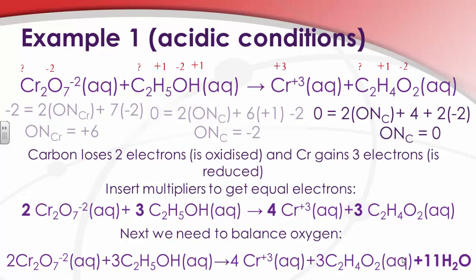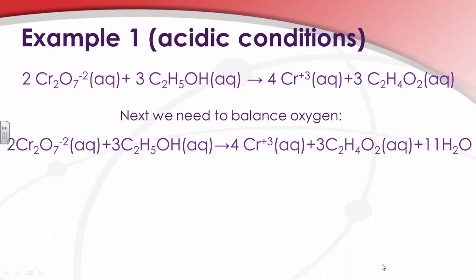Now once we're done that, we have to balance hydrogen. The good news is we can balance hydrogen simply by using protons. So if we do some quick math, we can see over here 3 times 5, 15 hydrogens. Oh, but wait, there's a hydroxyl group here. That gives us 18 hydrogens on the left. On the right, 3 times 4 is 12 hydrogens.